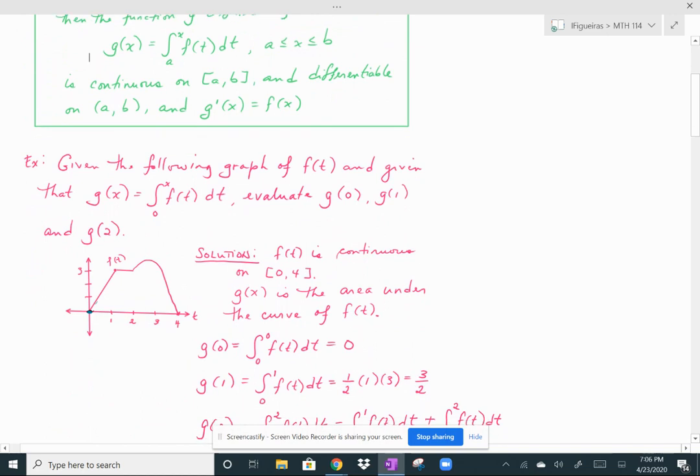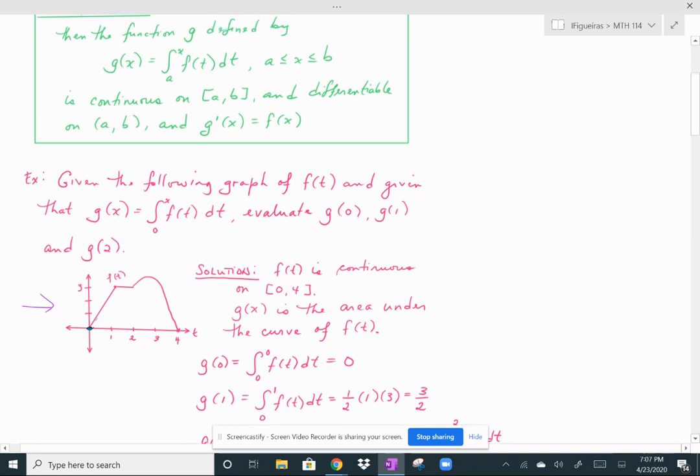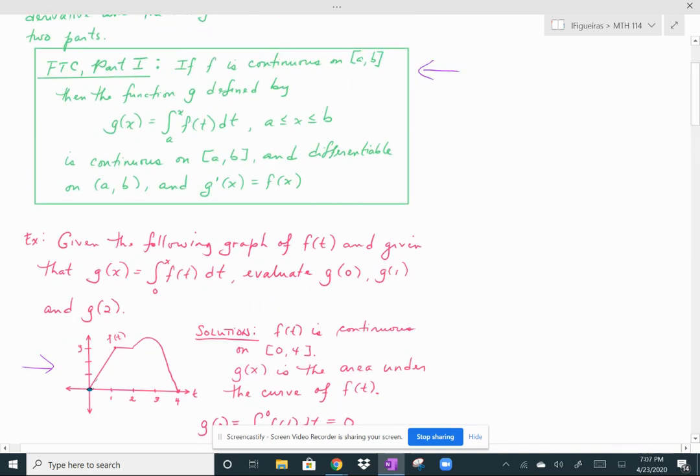Given the following graph of f of t, and given that g of x is equal to the integral from 0 to x of f of t dt, we want to evaluate g of 0, g of 1, and g of 2. Remember, an integral represents an area, so we're going to use that information to calculate them. Here's our graph. We can see that f of t is continuous from 0 to 4, so it satisfies the initial condition for the fundamental theorem of calculus part 1.